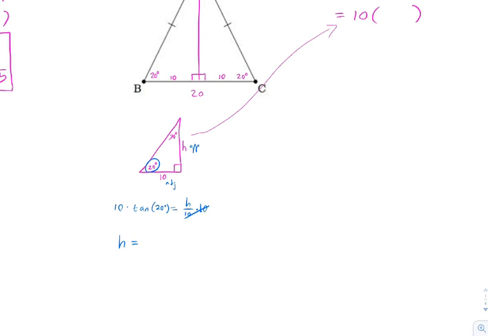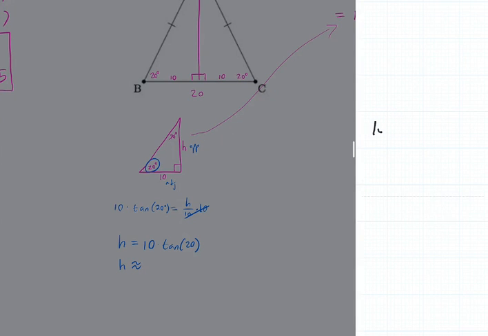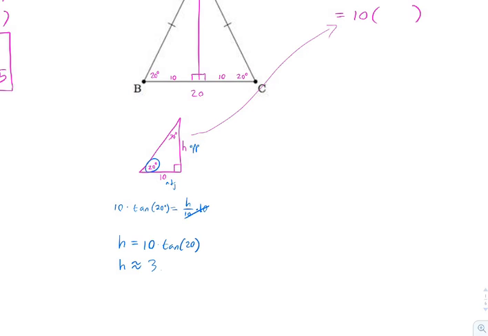I get that my height is exactly 10 times tangent of 20 degrees, or my height is approximately 10 times the tangent of 20 degrees. Oh, I shouldn't have put the degree sign in there. So 10 times tangent of 20, 3.639. Now, again, I'm going to keep the exact when I go up here. You could absolutely use the decimal version. I just like exact answers.